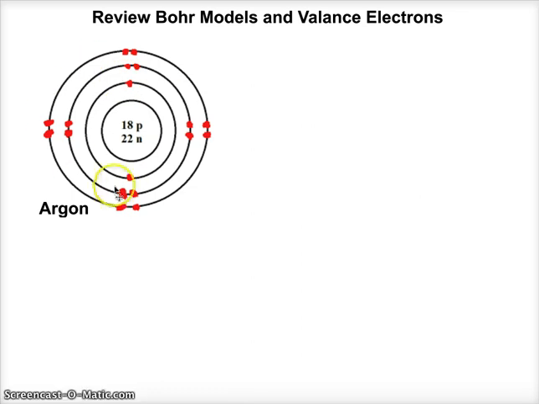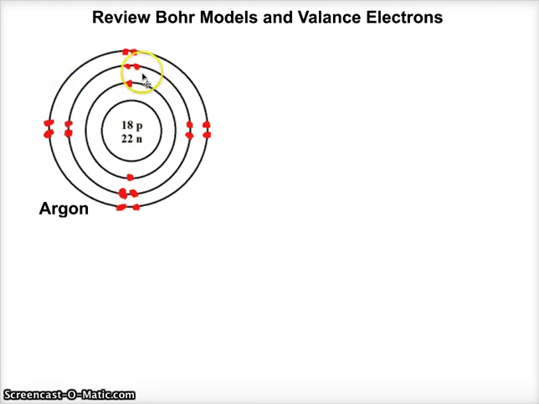We've got argon here, who has 18 protons, which also means, since they're neutral atoms, it's going to have 18 electrons. So we're going to put 2 on the first ring, 8 on the next one, and then 8 on the next one. And notice how these are very organized in pairs. You're going to see why in a second.